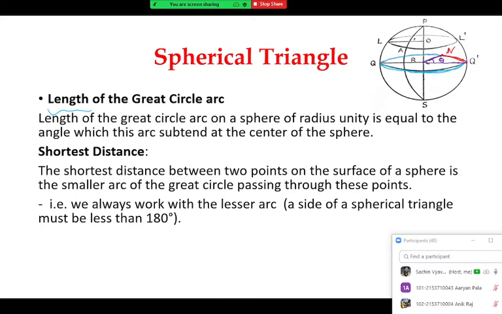Remember, all the answers we consider in degrees only. Don't go into radians. Nowhere are we going to use radian answers. But that's okay, we know how to convert degrees into radians. But everything is given in degrees only throughout spherical trigonometry. Yes. So the maximum shortest distance between two points on the surface of a sphere is 180 degrees.